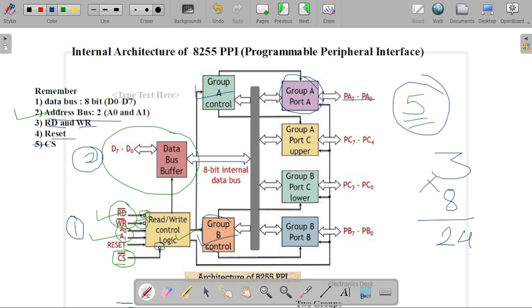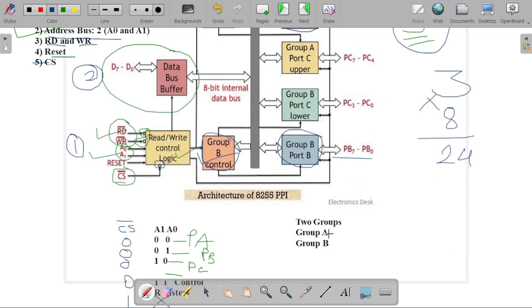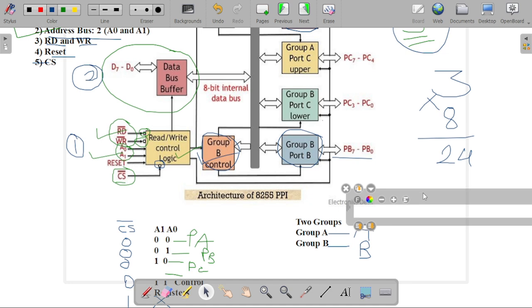Group B consists of port B, and these pins can be considered as PB0 to PB7. So now we are done with group A port A and group B port B. In the case of group A, you write port A, and in the case of group B, you write port B. So these are the ports available.